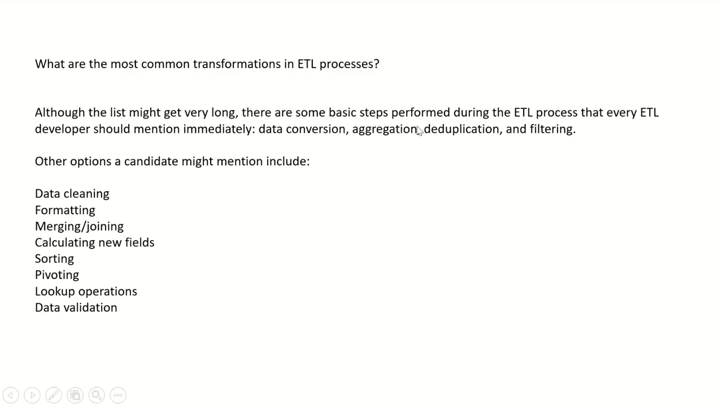There are some basic steps performed during the ETL process that every ETL developer should mention immediately: data conversion, aggregation, deduplication, and filtering. Other options a candidate might mention include data cleaning, formatting, merging or joining, calculating new fields, sorting, pivoting, lookup operations, and data validations. So these are some common transformations in ETL processes.